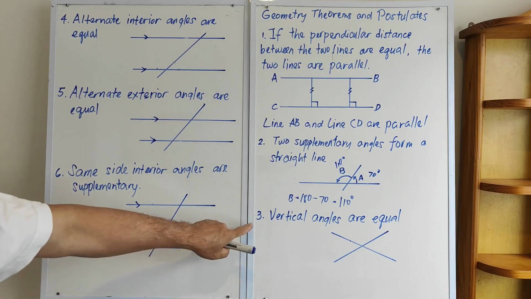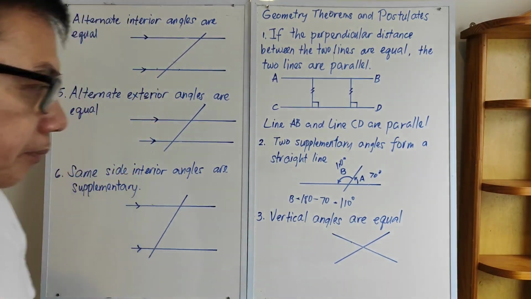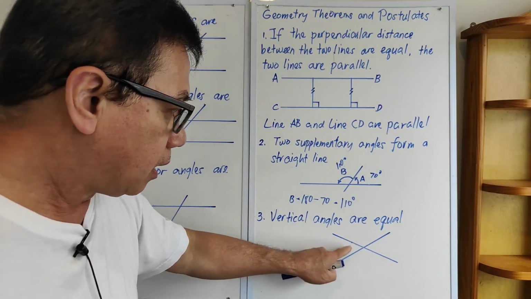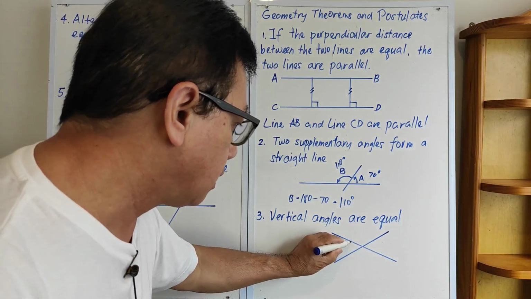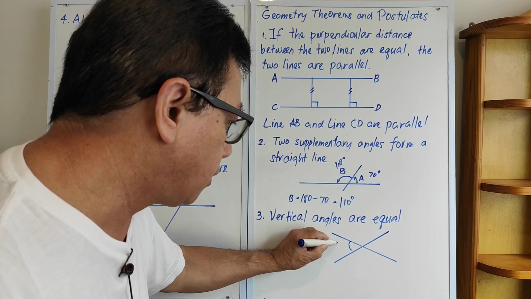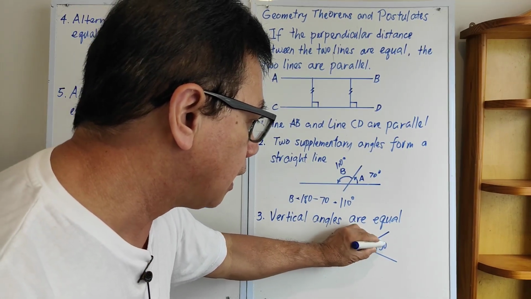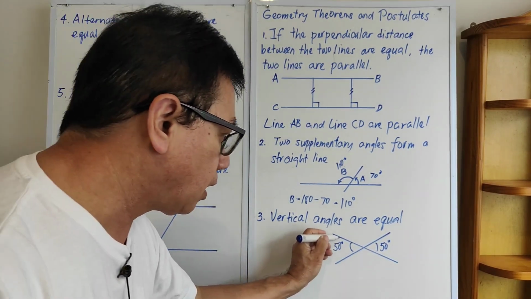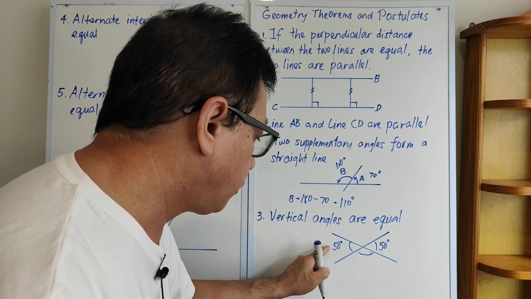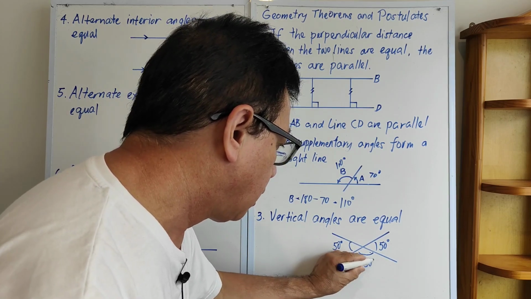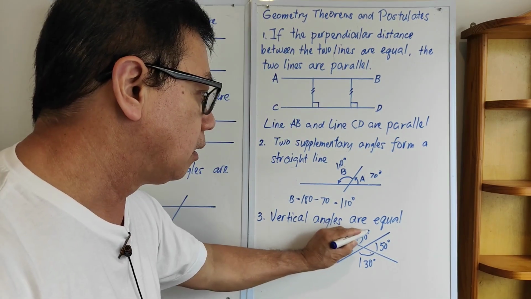Now, number 3, vertical angles are equal. So if you have two intersecting lines, the opposite angles are equal. So if, for example, this is 50 degrees, the angle opposite is also 50 degrees. Now this is a straight line, so we can solve for this one. 180 minus 50, so this is 130 degrees. So the angle opposite that is also 130 degrees.